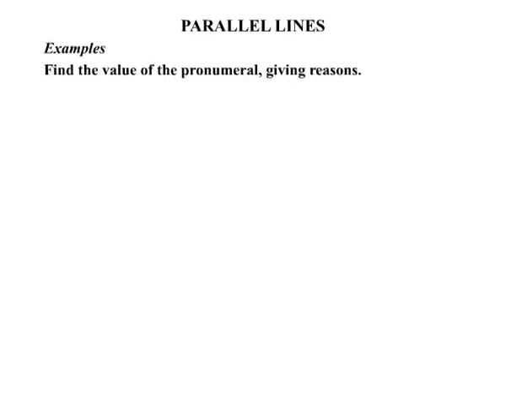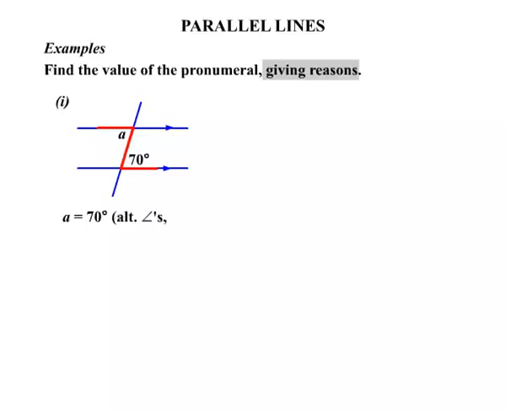Excellent. Let's look at some examples now. We're asked to find the value of the pronumeral, giving reasons. So the first one there, we've got a set of parallel lines. We've got marked as A and 70 degrees. So if we trace out the A and the 70 degrees, what have we got? They are our Z angles, aren't they? So we can say that A equals 70 because they're alternate angles. So the reasons there: alternate angles, and they are parallel lines. That's how, when we give reasons, we're going to write it.